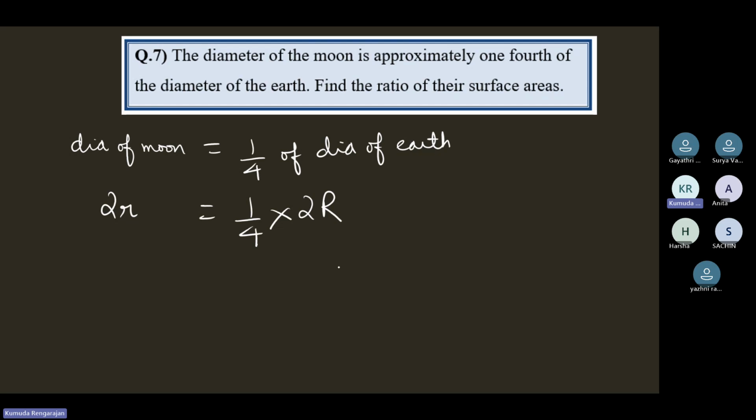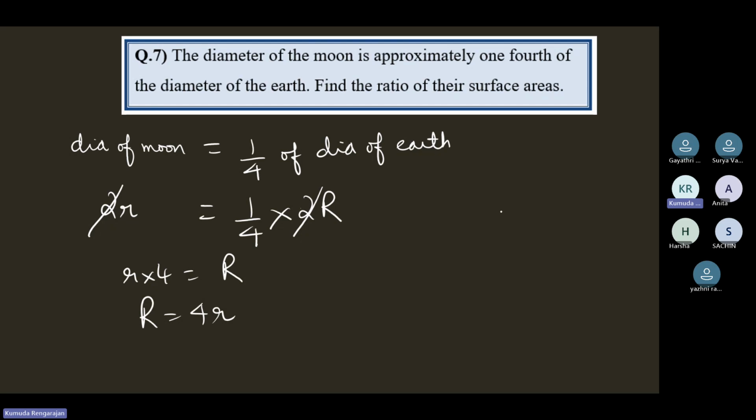So the earth is bigger, no? You can cancel the 2's on both sides. You can simplify this 2 and this 4 also. So the 2 gets cancelled on both sides, and when you cross multiply, you get r into 4 is equal to capital R. So capital R is equal to 4r. That means the radius of the earth is approximately 4 times the radius of the moon.